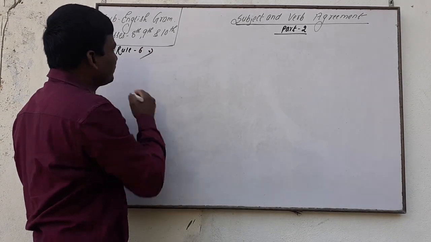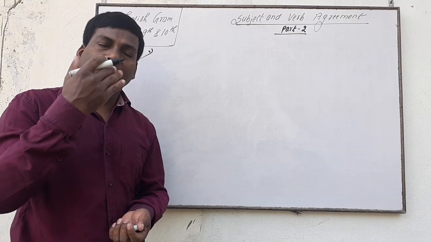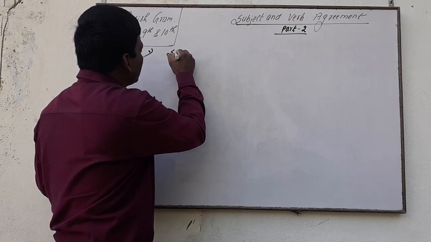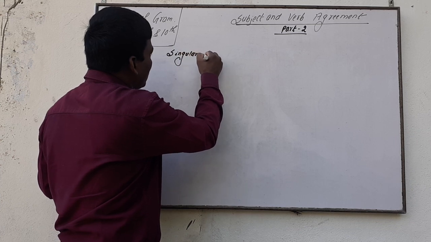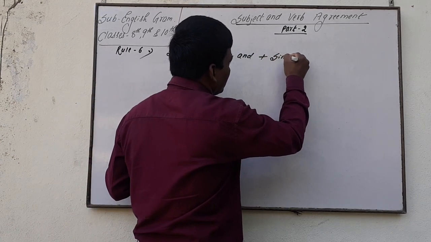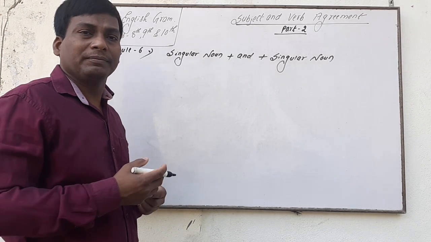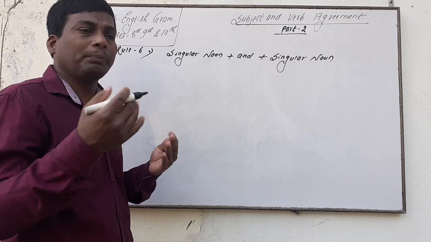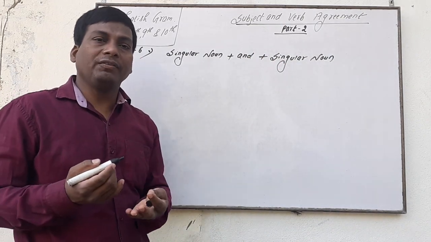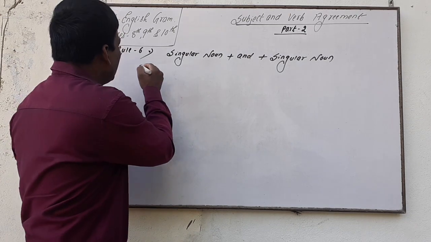In rule number 6, if we add two singular nouns by the help of and, then what would be its verb? Suppose that singular noun plus and plus singular noun. Then what would be the verb? It would be singular or plural. So before skipping to the answer, I would like to give you examples so that you yourself can easily identify what would be its answer.